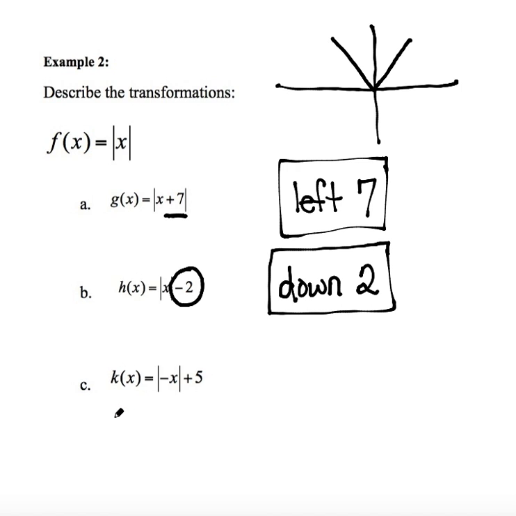Part C, k of x is equal to the absolute value of negative x plus 5. Notice we have 2 transformations going on. We have this negative and we have this plus 5. This negative is on the inside. A negative on the inside is going to be a y-axis reflection.